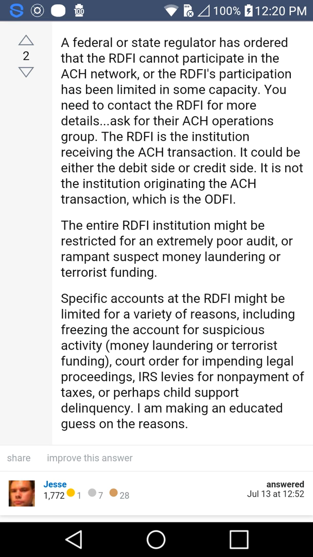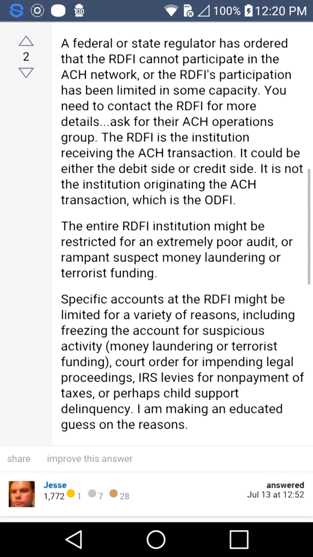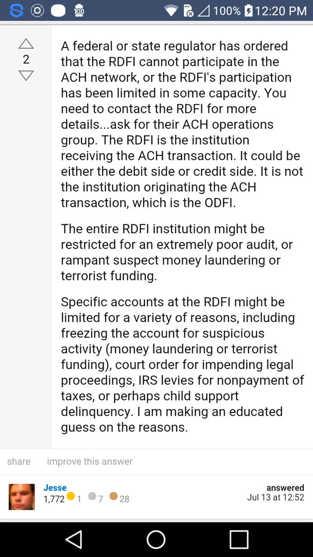Let me go ahead and read to you the answer that I've gotten with regards to the federal or state regulator having to order the RDFI ACH network R34 codes. This is beyond a regular reversal code, just so you know. A federal or state regulator has ordered that the RDFI cannot participate in the ACH network, or the RDFI's participation has been limited in some capacity. You need to contact the RDFI for more details. Ask for their ACH operations group.